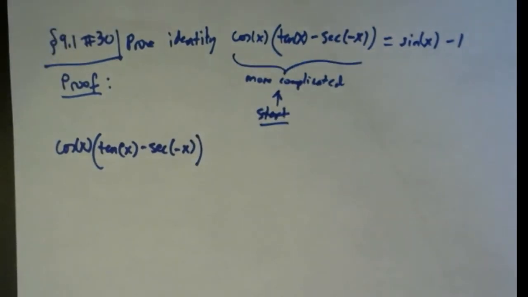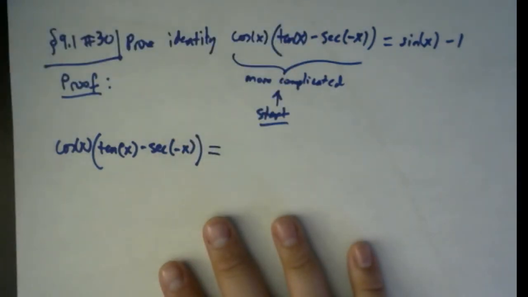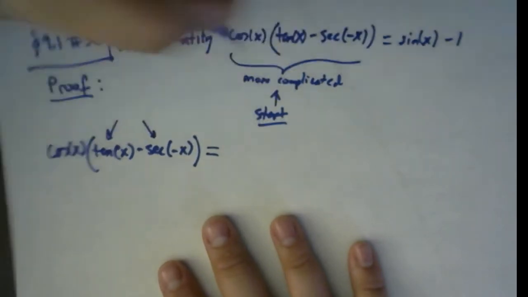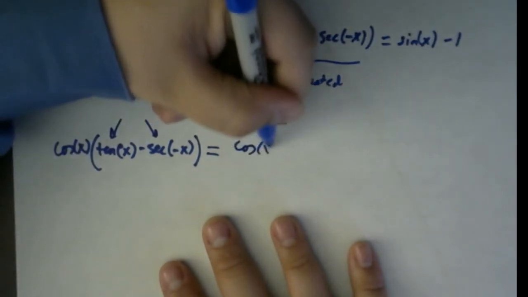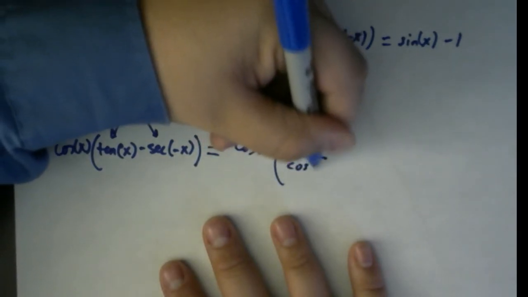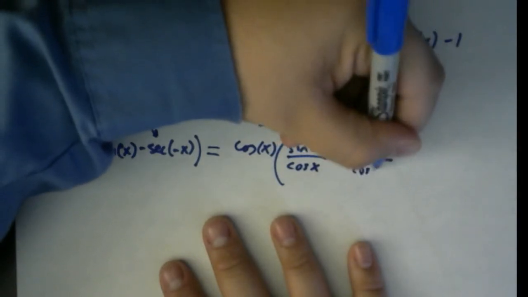So my advice from earlier in the section still holds. Rewrite everything in terms of sines and cosines, and use whatever properties that you know. For example, in this case, I have a tangent and a secant. I'm going to rewrite those things. I have this cosine x out here. If the tangent is sine x over cosine x, and the secant is 1 over cosine of minus x.